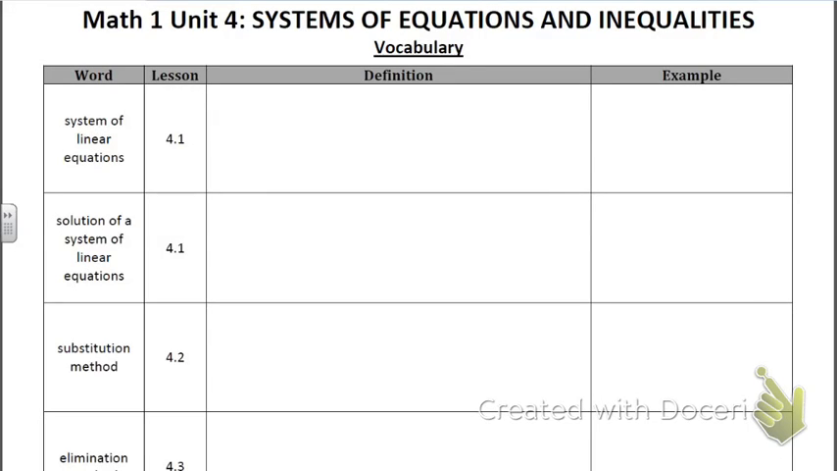So for Unit 4, we're going to be talking about systems of equations, and specifically systems of linear equations. So the first definition that we're going to talk about is what exactly a system of linear equations is. And it's very simple. It's two or more linear equations. So the definition of a system is two or more linear equations.